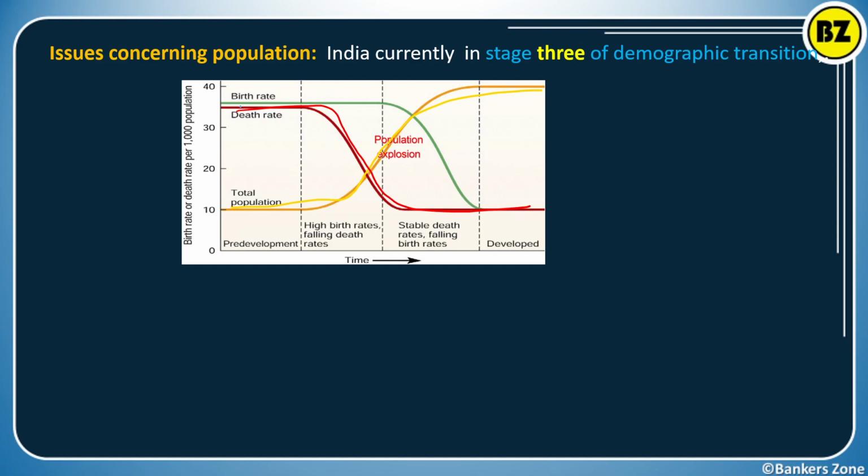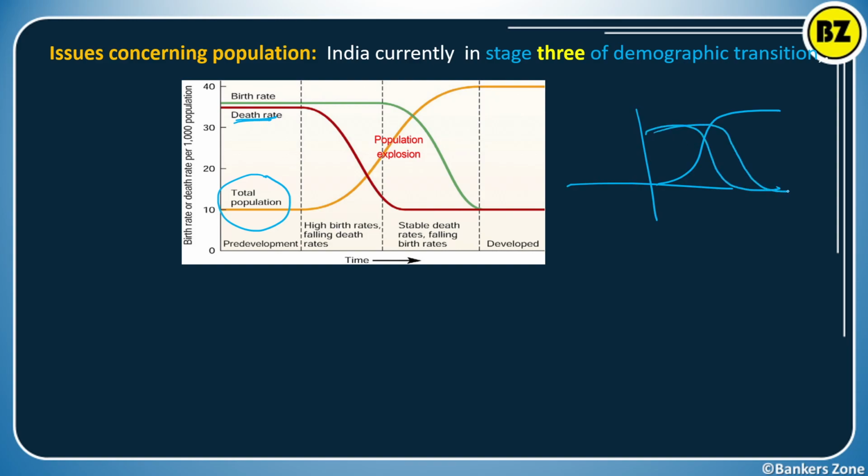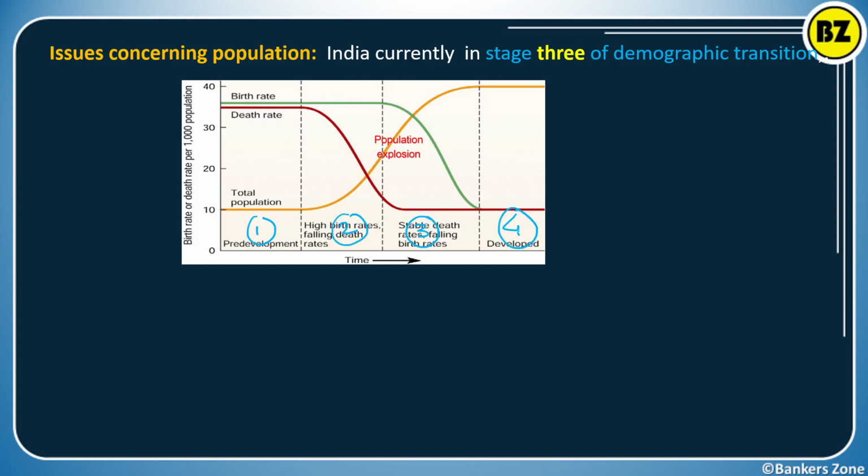And the other red line is the death rate, and the green is the birth rate. Remember, this is the death, and this is the total population increasing. So this is how the population increases, in this order. This is the death rate and this is the birth rate. These are the graphs. Now see the stages. This is the first stage, this is the second stage, this is the third stage, and this is the fourth stage. That means there are a total of 4 stages in the demographic transition. India is in the third stage. That means here is India.